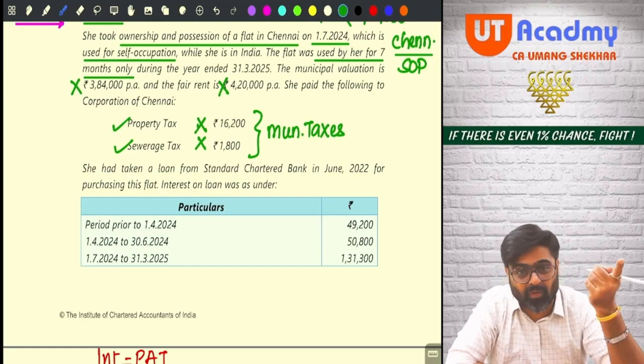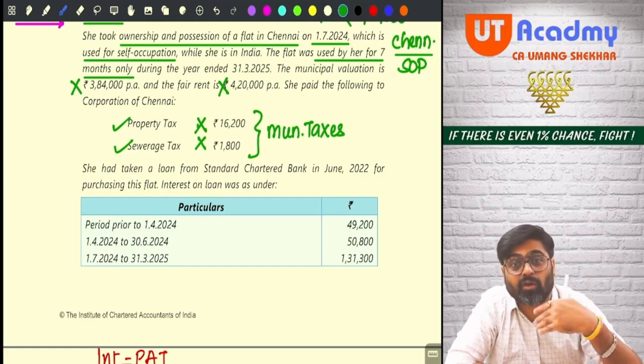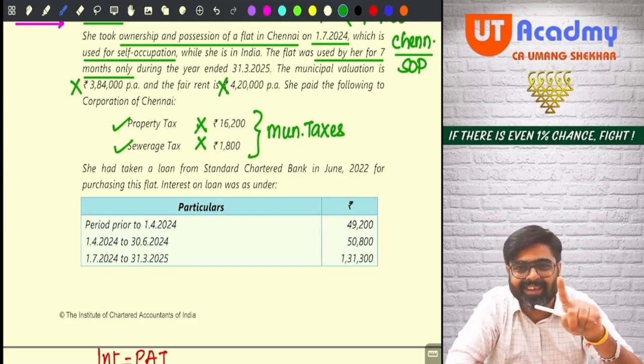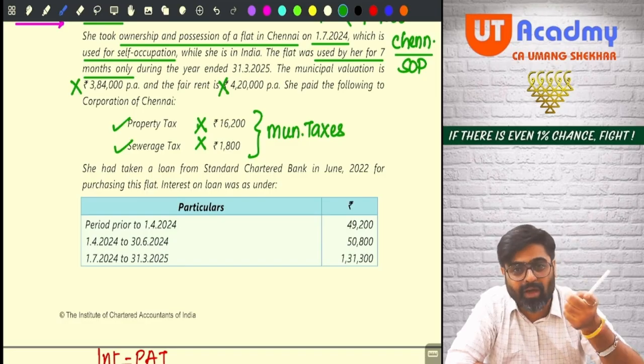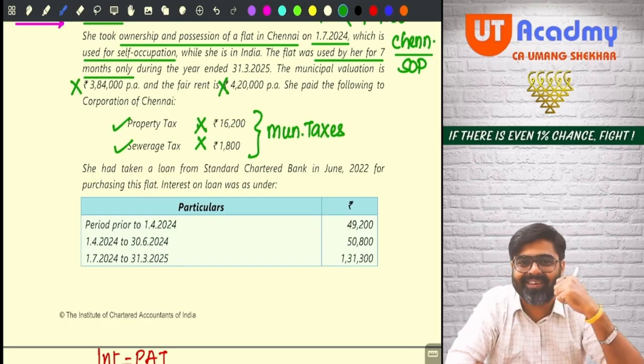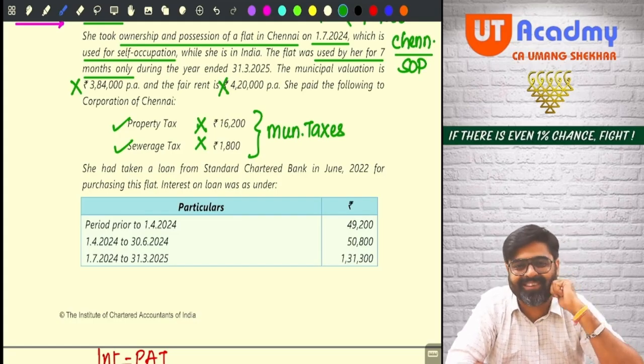And then we would be calculating the taxable value for that property. But fortunately, we are not supposed to do this in this question. Why? Because in this question, the property is SOP. If I would have been your examiner, I would have definitely given this property as LOP and given this information.